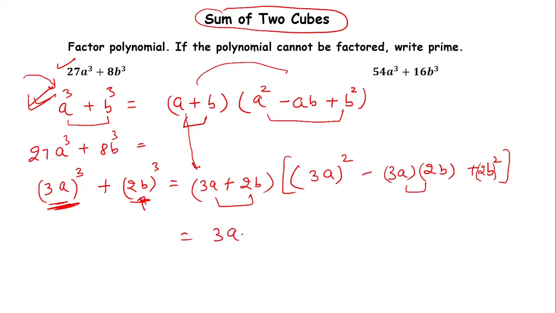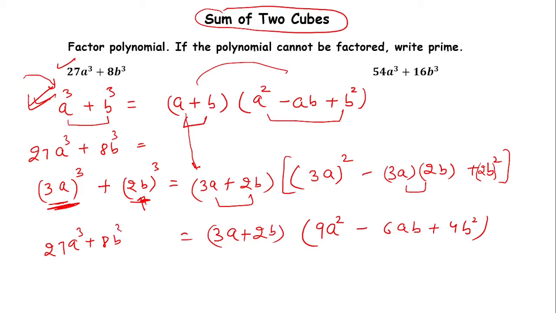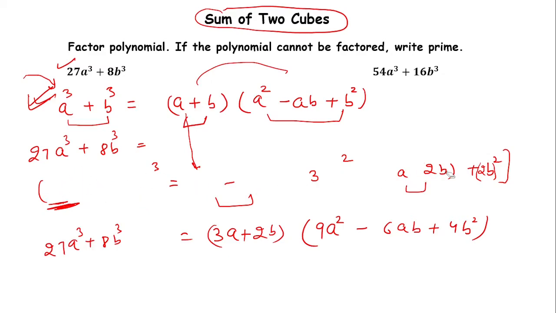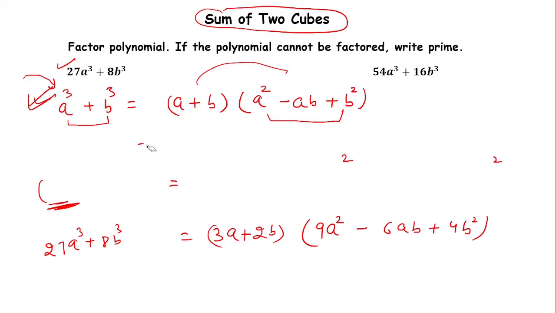So the final answer is here: 3a plus 2b, 9a square minus 6 times ab plus 4b square. That is the factorization of 27a cube plus 8b cube. Done. That's the answer. Let's try the second question. If you want to test yourself, you can stop the video and try the next question.